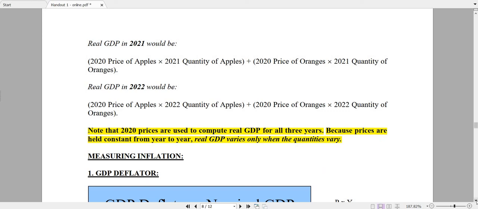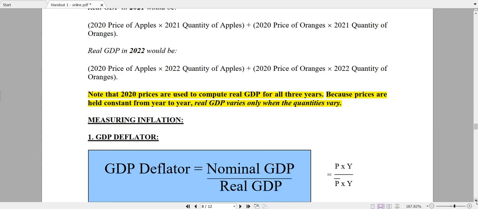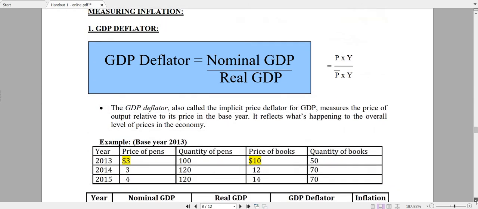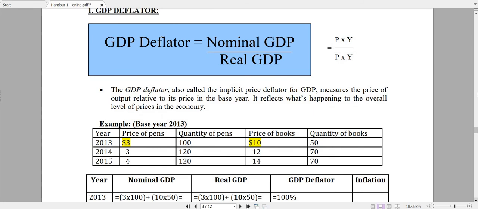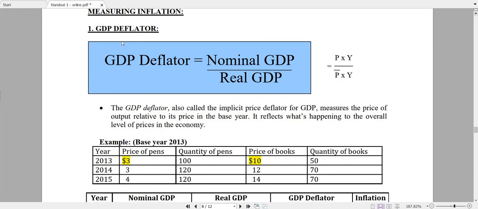Now let's just employ these concepts of nominal and real GDP to understand the next popular indicator which is used to assess the performance of the economy, which is inflation. There are multiple ways of calculating inflation. Now one technique for doing so is the GDP deflator. Now this is the formula of GDP deflator. It is equal to nominal GDP divided by the real GDP.